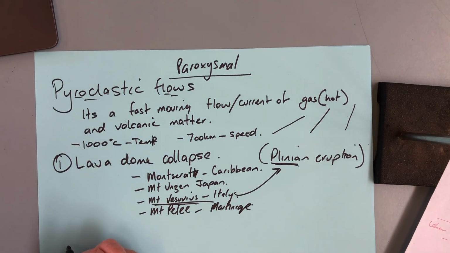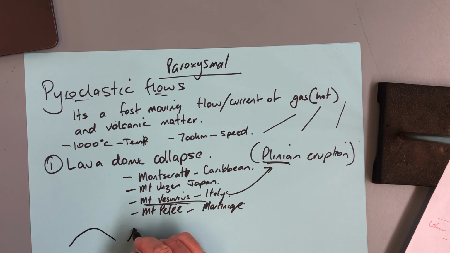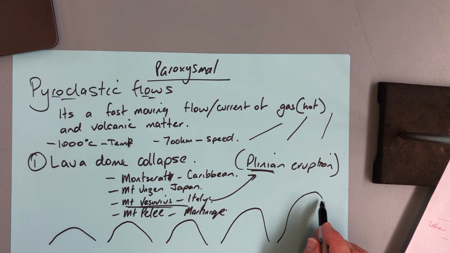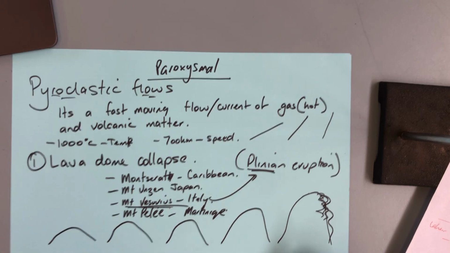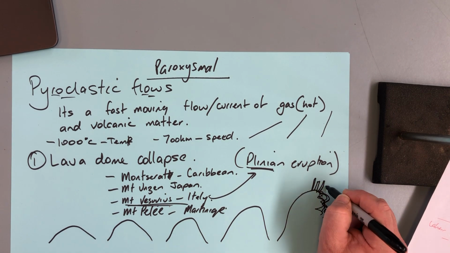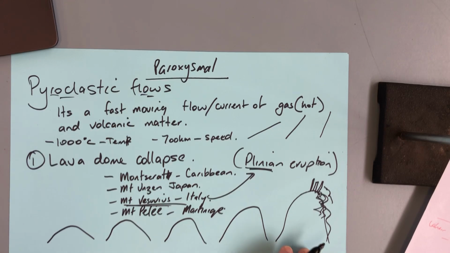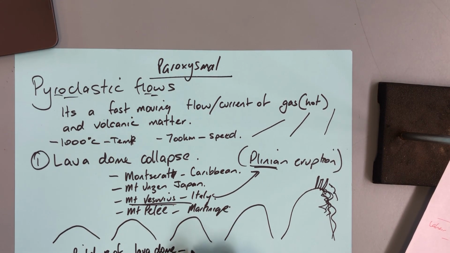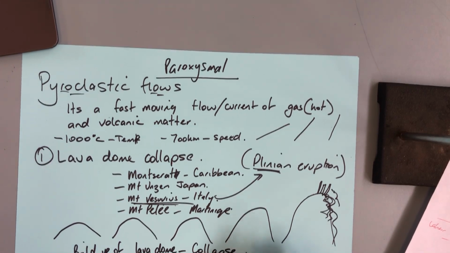So what happens with a lava dome collapse? Well, a lava dome builds up over time. As it gets bigger and bigger, some parts become fragile, and they simply fall off and flow down the mountain. You've also got the build-up of spires. You might remember when I was talking about felsic magmas, these spires simply fall and they create a pyroclastic flow. So build-up of lava dome, subsequent collapse, and then flow.